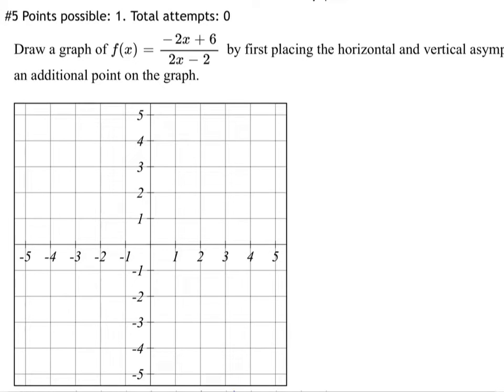So we're on question number 5. They want us to draw a graph of this function by first placing the horizontal and vertical asymptotes and then an additional point on the graph. So how do we find the horizontal and vertical asymptotes? Let's start right here. I'll start with the horizontal asymptote.